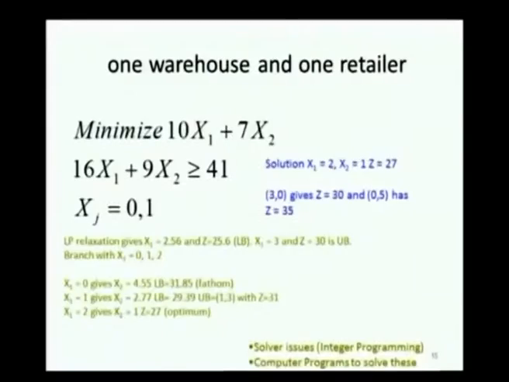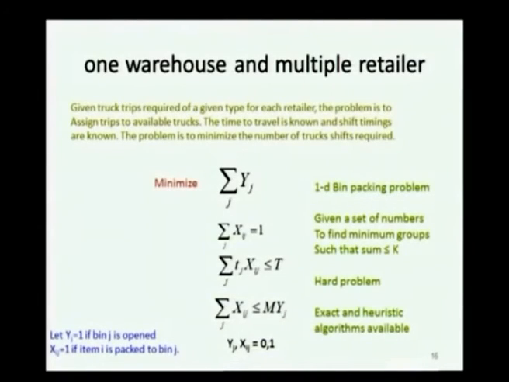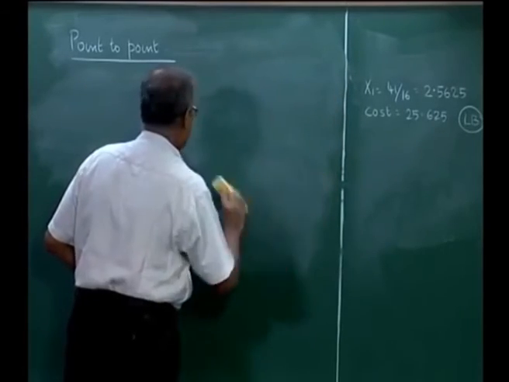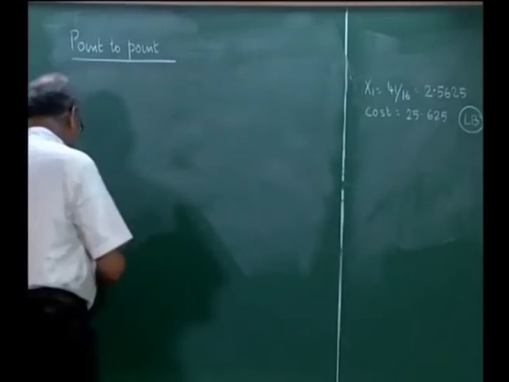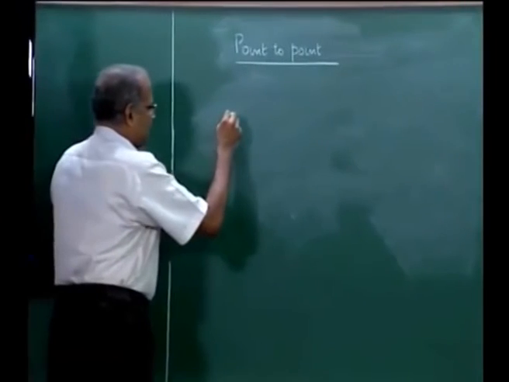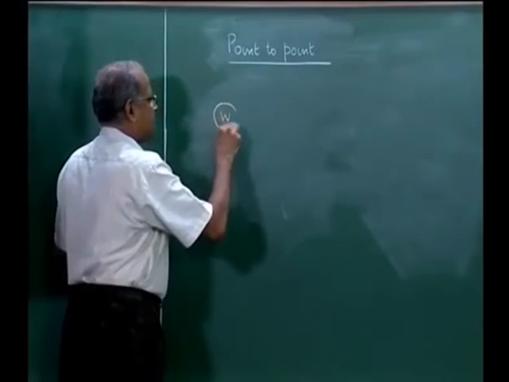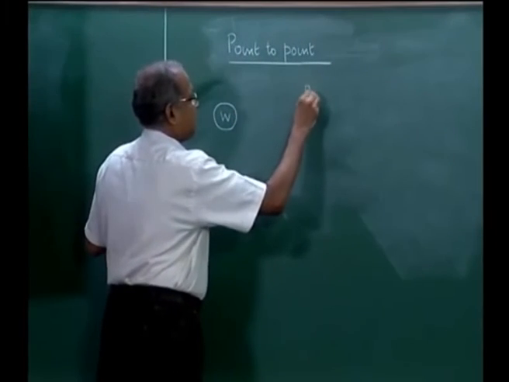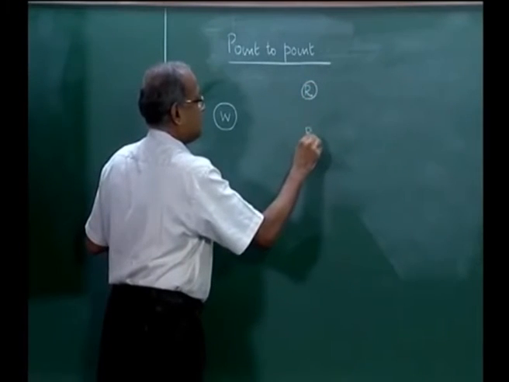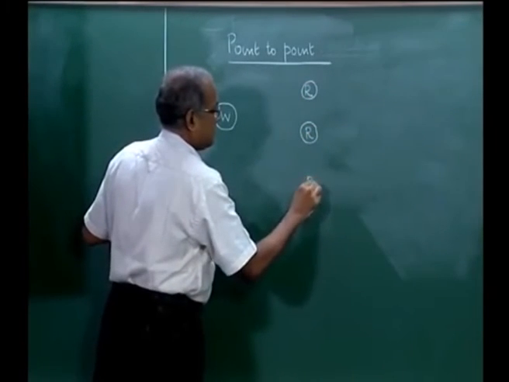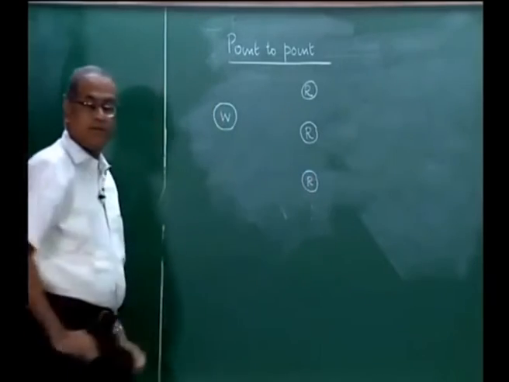The next model that we can see is one warehouse and multiple retailers, which is a logical expansion of this. But the problem is slightly different here. There is a single warehouse, there are multiple retailers, and so on.